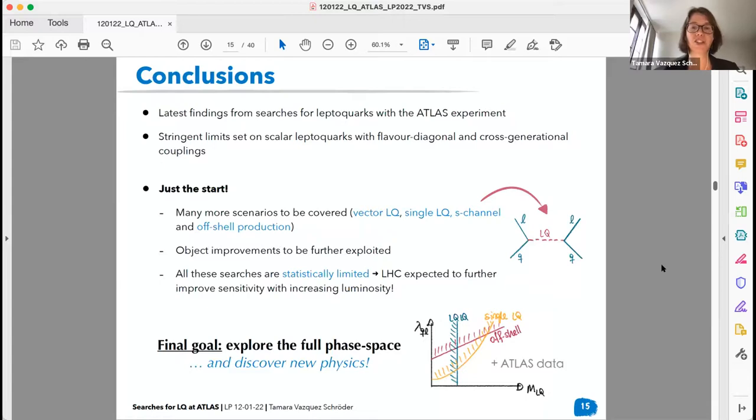Okay, this is just the conclusions, and I hope I managed to at least give you some examples of the thorough search we're doing on scalar LeptonPhoton. And this is clearly just the start. There are many more scenarios to be covered, from vector LeptonPhoton to the remaining production modes. And since most of these searches are statistically limited, we also expect Run 3 and High-Luminosity LHC to provide increased sensitivity to these searches, with the final goal to basically cover completely the phase space of coupling versus LeptonPhoton mass, and not just set limits, but hopefully discover new physics.